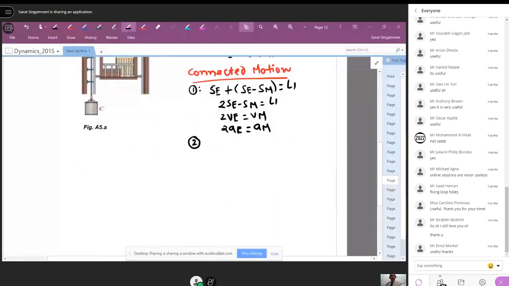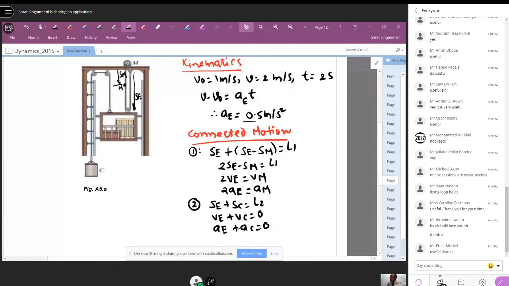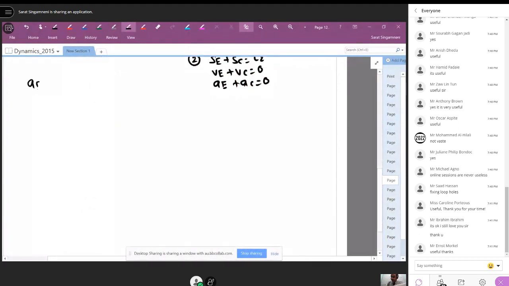And the second rope is simple. We can just write s_E plus s_C equal to L2. v_E plus v_C is 0. a_E plus a_C equal to 0. Now we already found a_E is 0.5. So a_C equal to minus a_E equal to minus 0.5 meter per second squared. So we got a_C.